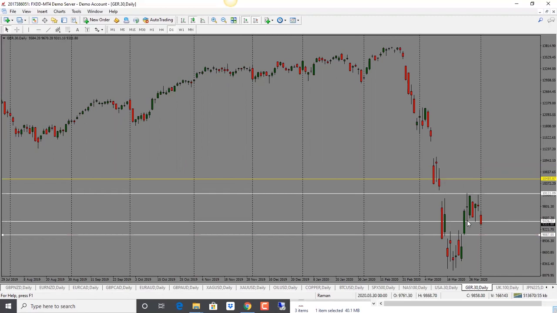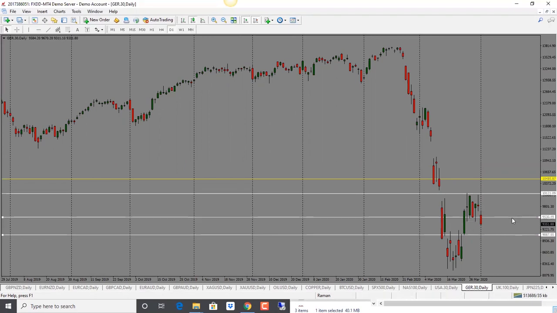DAX here, we finally saw a break below this support level. Price had been trading in this range for a while, and now we have a close below that level. So bias is bearish here. Now we could get a pullback into 9530, and then a drop here. So 9080 is the first target. Should it go through that, we are looking at 8820. So bearish bias for DAX.